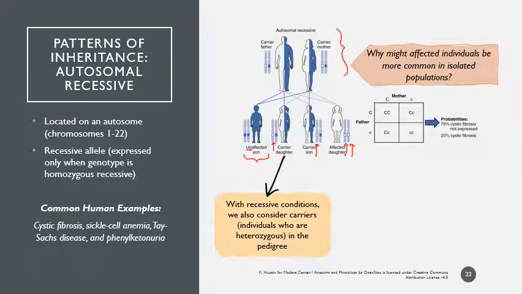So I just kind of went into a spiel about this, but why might affected individuals be more common in isolated populations? Because you're more likely to have these carriers mating with one another instead of mating with someone who's homozygous dominant. If there's any of those recessive alleles, they'll be brought together more and more often in the population.